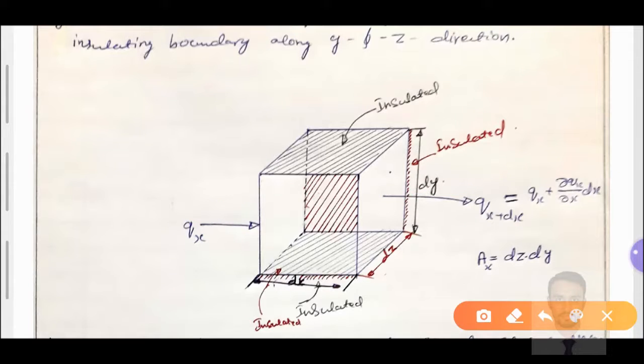Heat entering the wall is said to be q of x. Heat exiting the wall is q of x plus dx, which is represented as qx plus dou qx by dou x into dx. This is the x direction, this is the z direction, this is the y direction. The z direction and y direction are insulated here. You can see z and y are insulated.